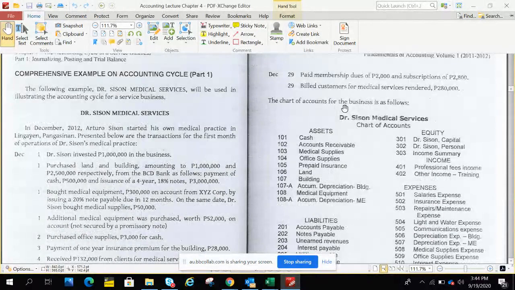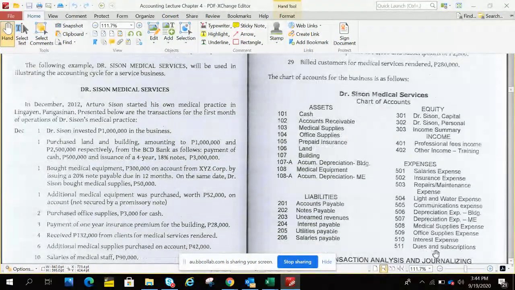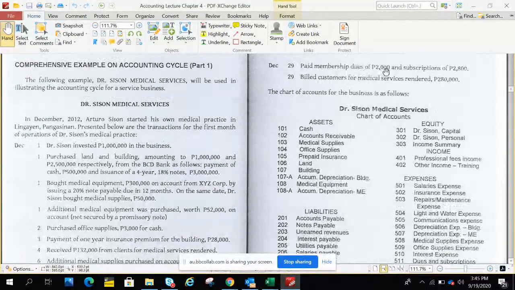Next, paid membership dues of 2,000 pesos and subscriptions of 2,800. So, meron daw tayong membership dues. Ano kaya itong mga to? These are expenses. You are going to pay for your membership expense. So, meron ba tayong membership expenses dito? Ayun. Dues and subscriptions.